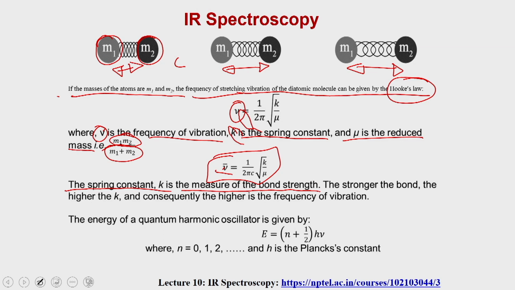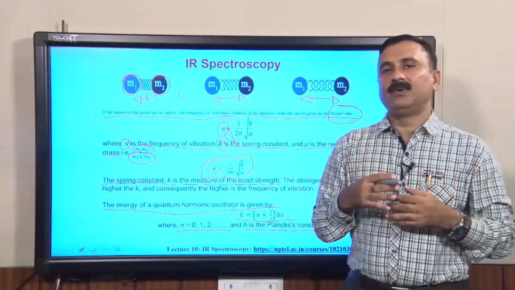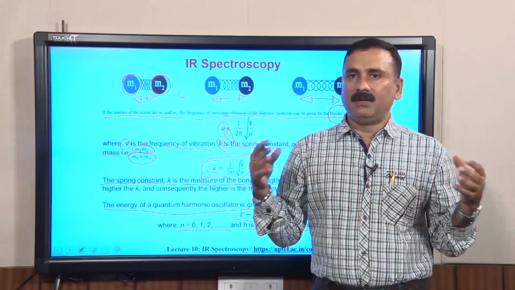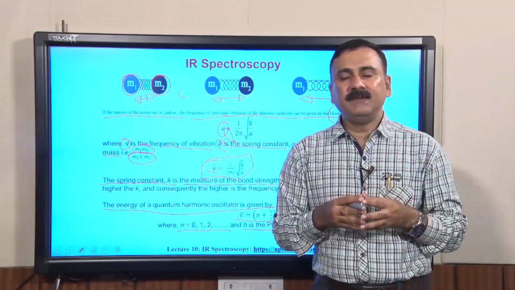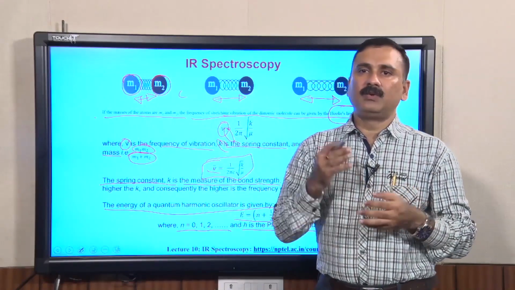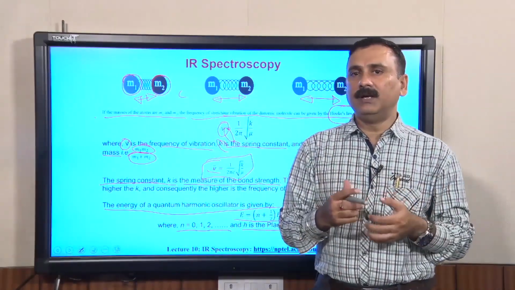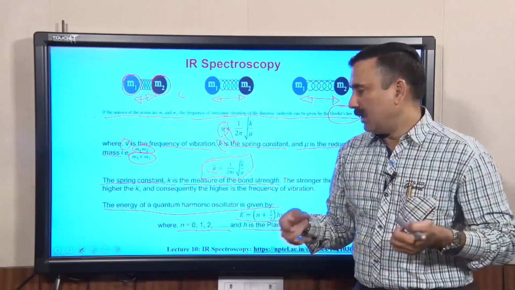And if you would like to calculate the energy which is associated with this particular type of motion, you can calculate the energy by using this formula. E is equal to (n plus half) multiplied by hν, where n is 0, 1, 2 and h is the Planck constant. So, with this Hooke's law, you can calculate the vibrational frequency, as well as the energy associated with the vibration of this particular molecule.